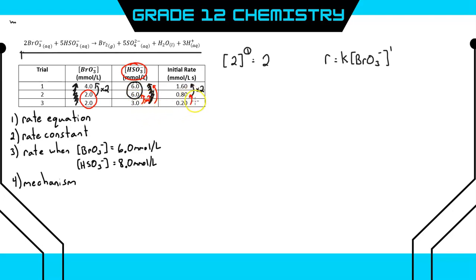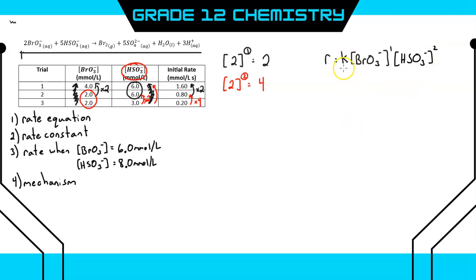and our rate quadruples. So if our concentration doubles and our rate quadruples, what exponent do we need? We need a 2. So in our rate equation here, we're going to finish it off with HSO3 squared. So there's our rate equation.